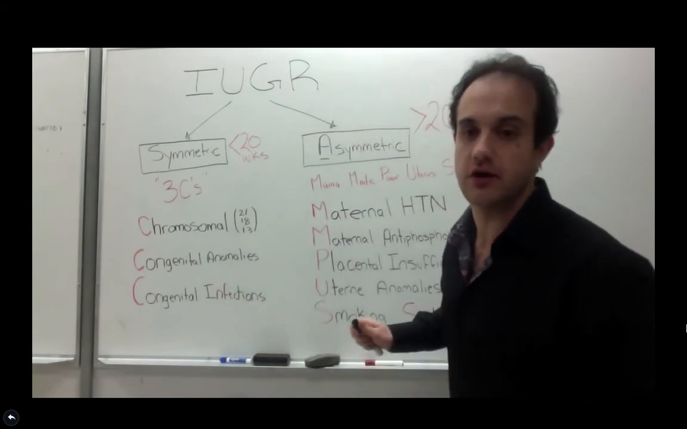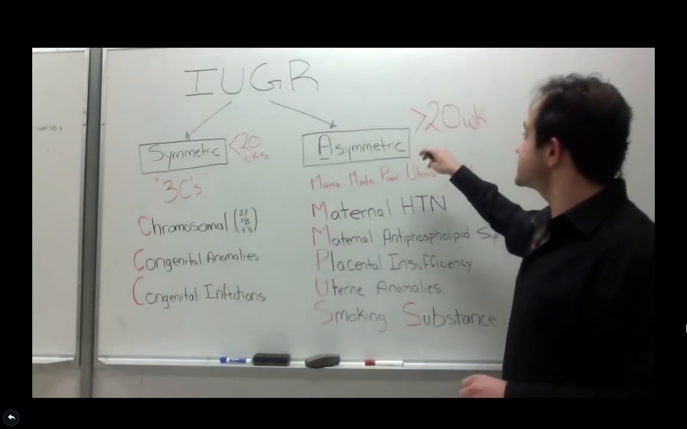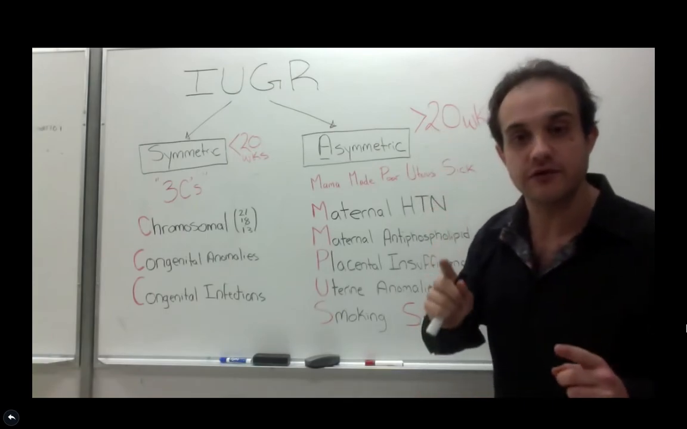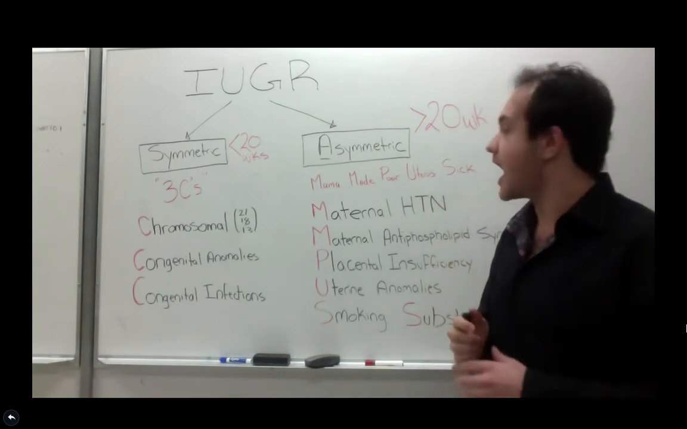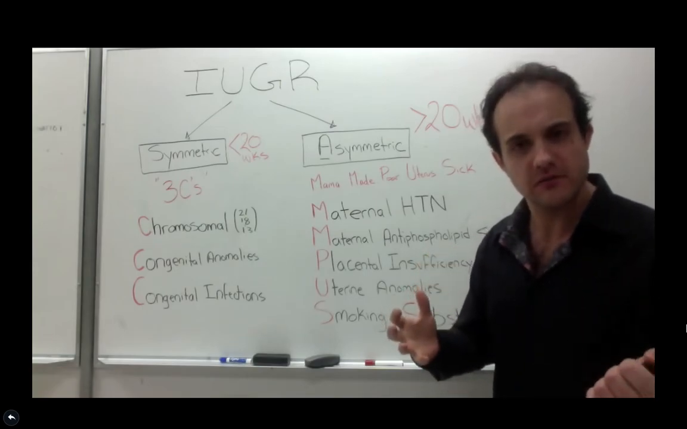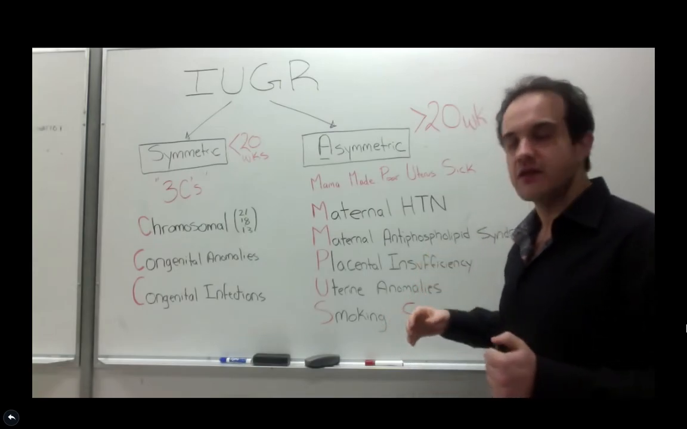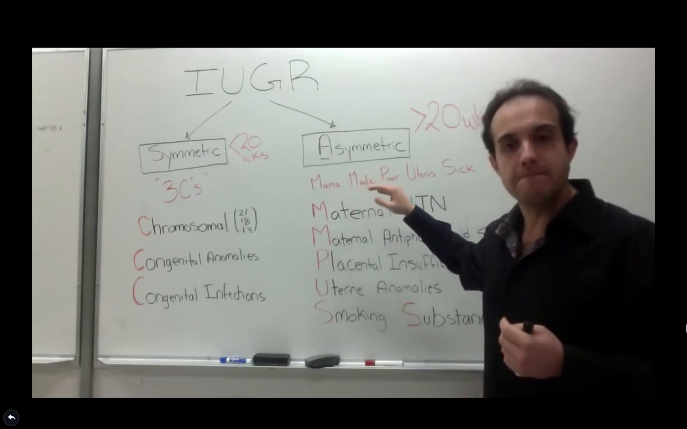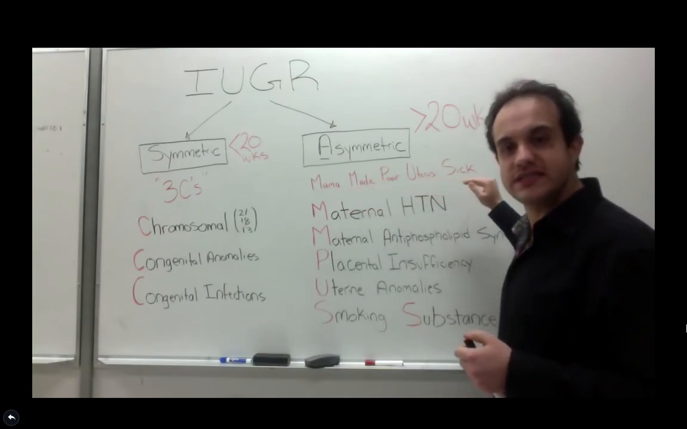Now, the asymmetric causes. Remember that it occurs after 20 weeks of gestation, and it is usually caused by mommy factors. So I made a little mnemonic for you to remember the causes. The mnemonic is: Mama made poor uterus sick.